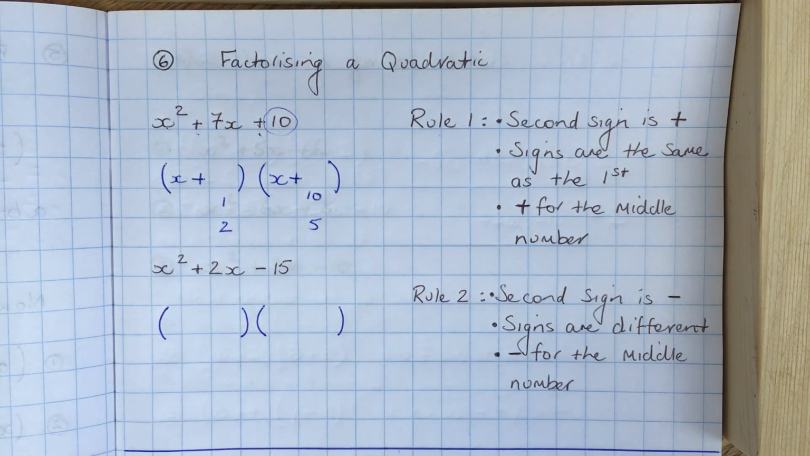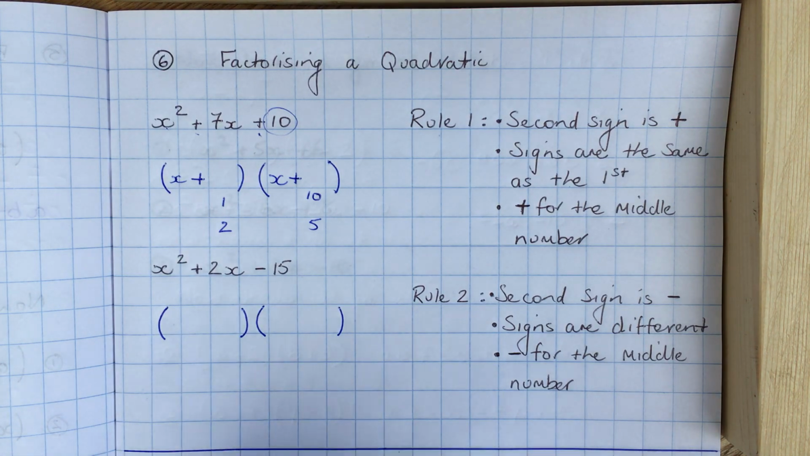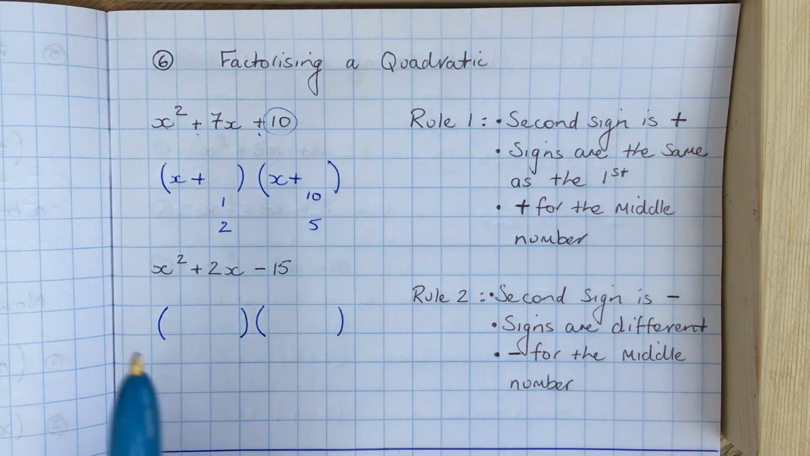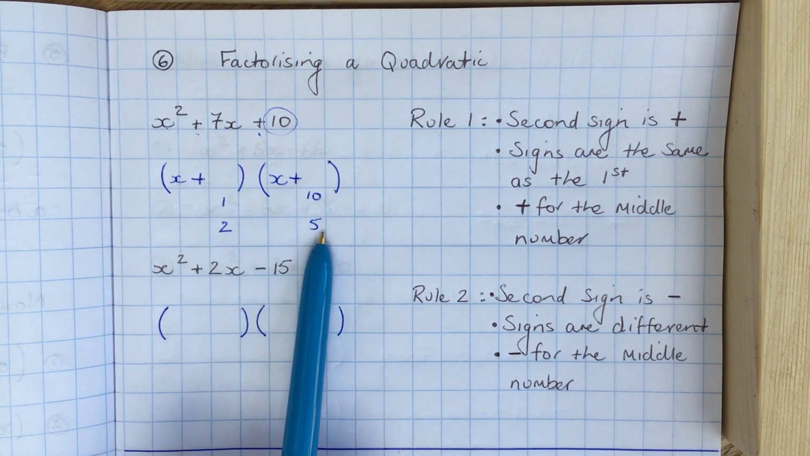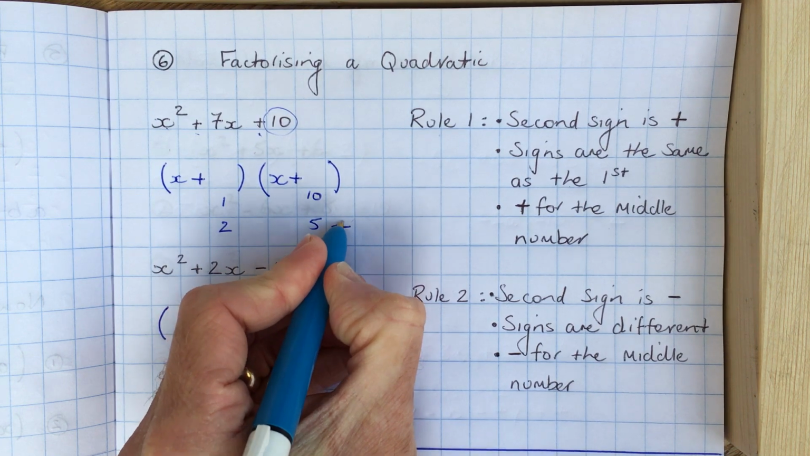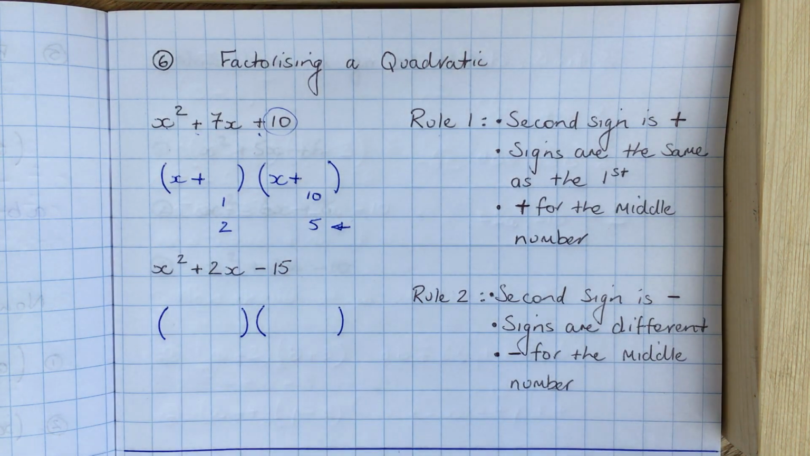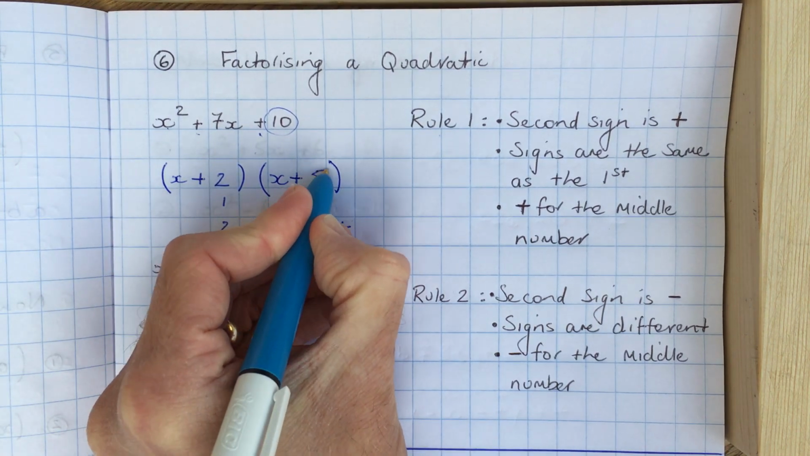Just notice where I've written these, I've lined them up underneath my spaces in the brackets. Next job, we need to choose which of these two pairs of numbers we're going to use and which pair are going to go up into our brackets. And this is the last part of the rule. It says you add for the middle number. Now the middle number is positive 7. So which of these two pairs of numbers can you add to create positive 7? And of course the answer is 2 and 5. 2 plus 5 is 7. So I take my 2 up here and my 5 up here.